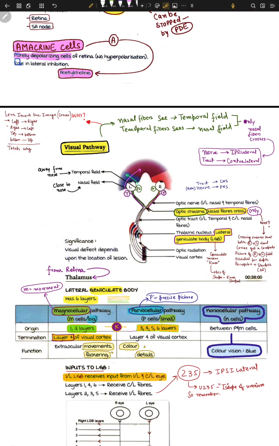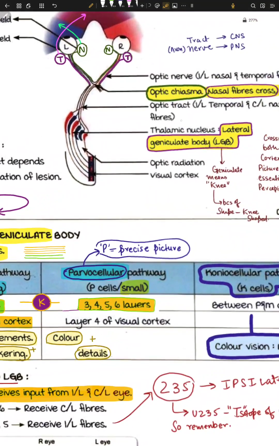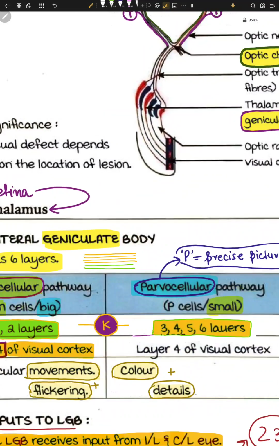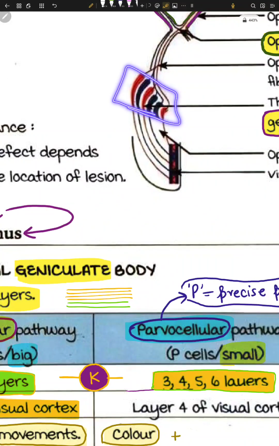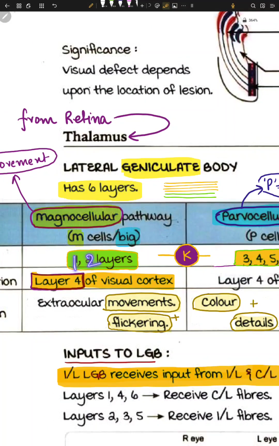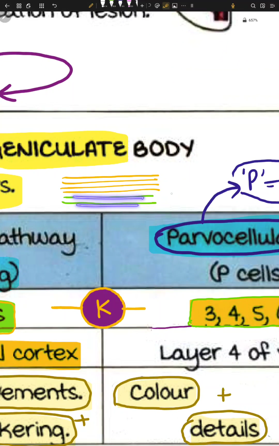What else? Thalamus. I told you, thalamic nucleus, lateral geniculate body, lateral knee nucleus, because geniculate is the shape of a knee. This lateral geniculate body has 6 layers: 1, 2, 3, 4, 5, 6. What are these layers? Well, the first two layers are in one group, and the rest of the 4 layers are in another group.